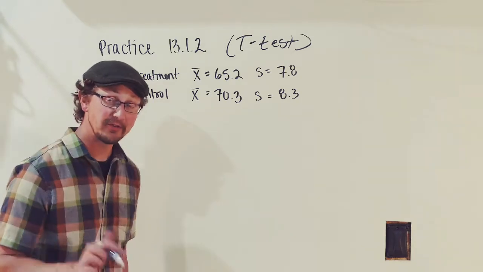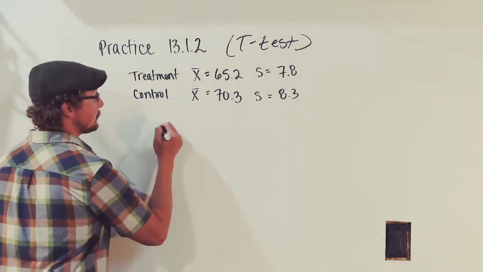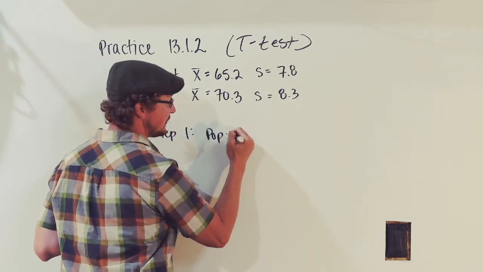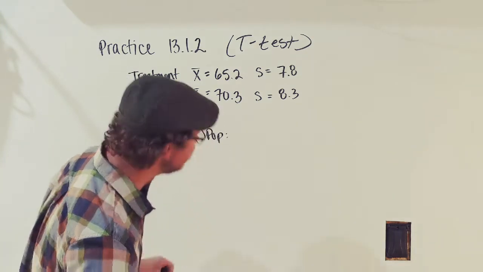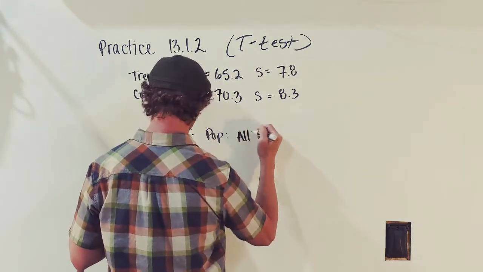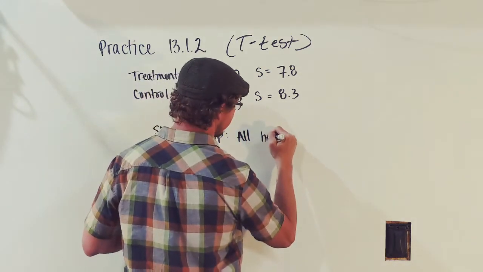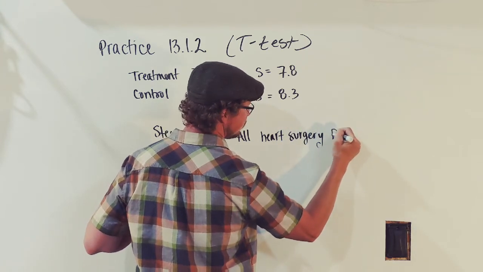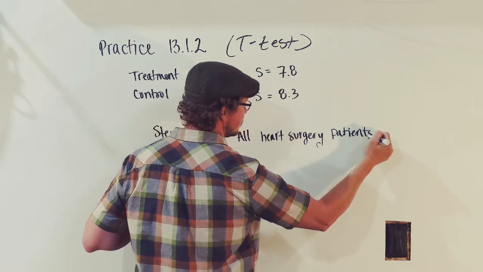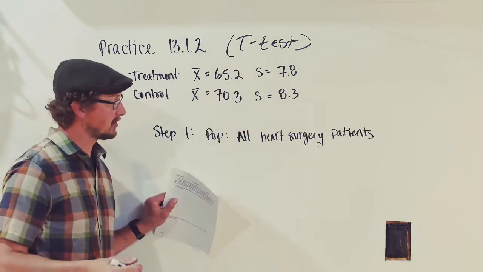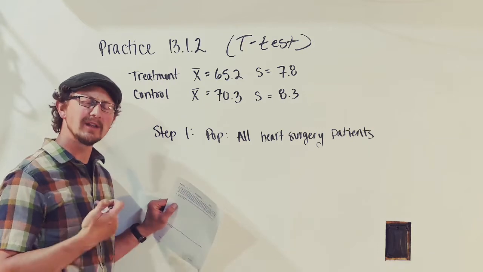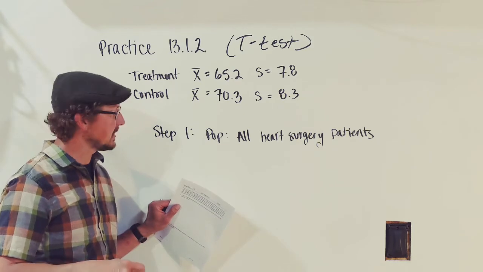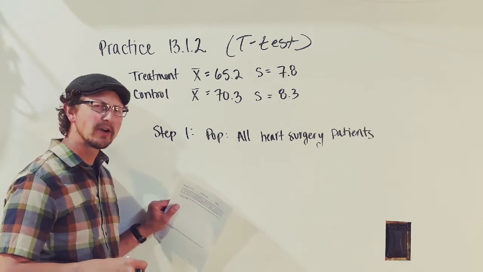We're going to do this in 4 steps. Step 1, starting now. It looks like we need to figure out the population. And the population here would be all heart surgery patients, receiving beta blockers, not receiving beta blockers. All heart surgery patients. It makes sense that you'd want a lower heart rate if you were having heart surgery, right? If you just have something going on, you want to reduce the amount of work that your heart's doing.